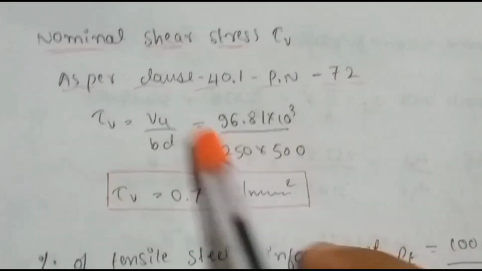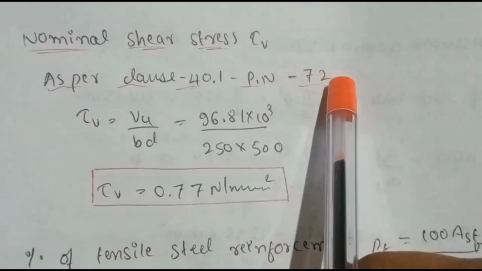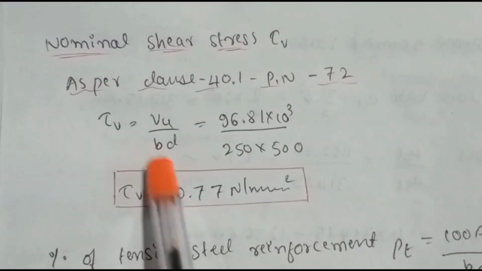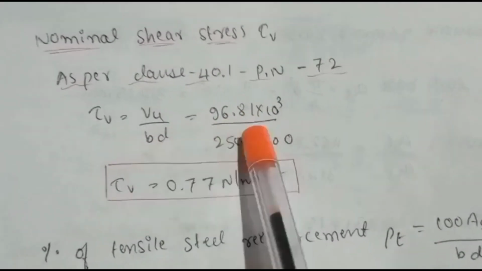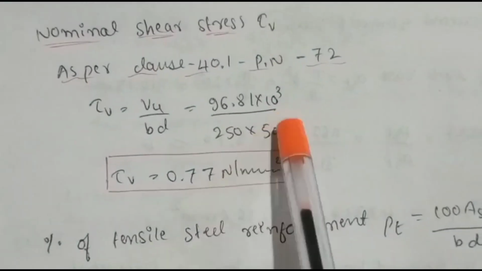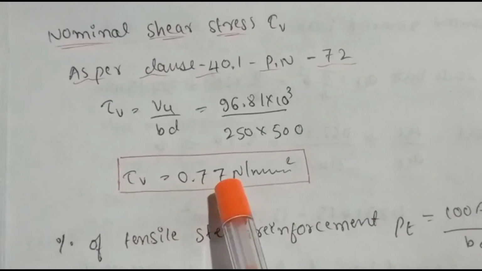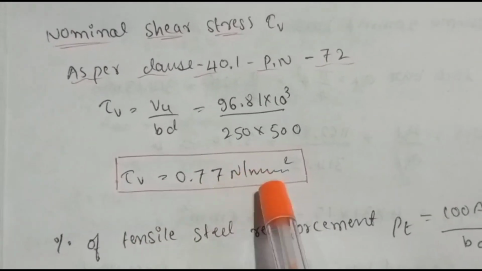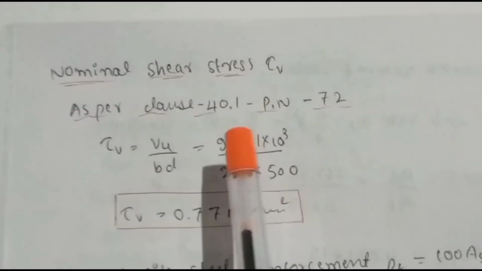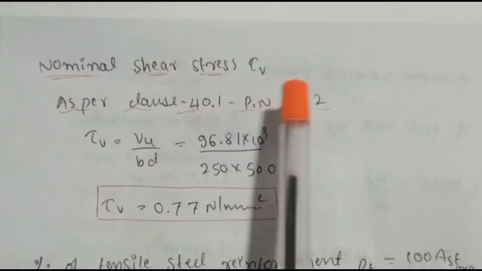See, the same formula which is given on page number 72 I have written here. Simplify, substitute all the values. Simplify this, we'll get our tau v value is equal to 0.77 Newton per mm square. This is how we calculate the nominal shear stress.